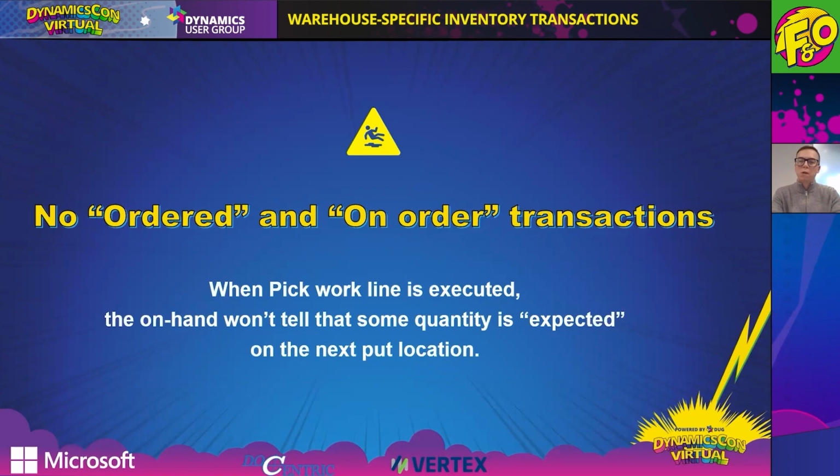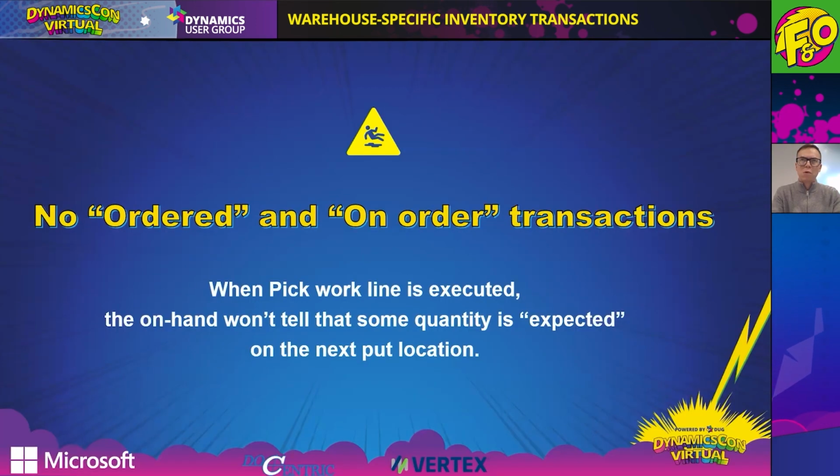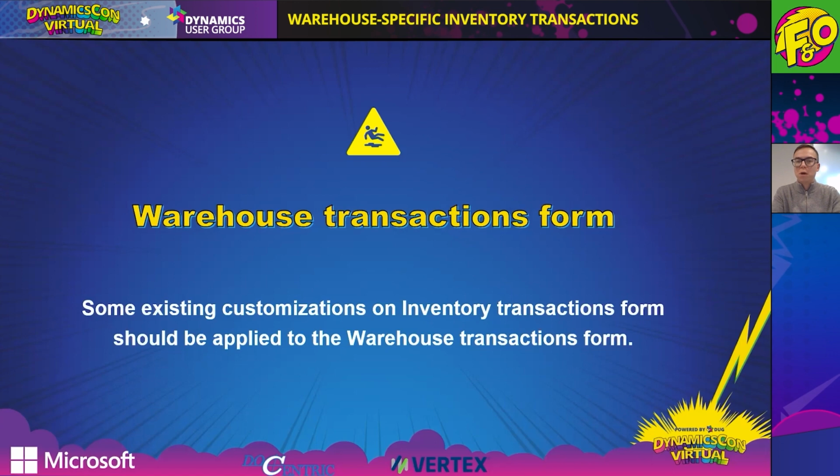Also, as part of reducing the number of transaction statuses which we support, we cut off the ordered and unordered transaction statuses because we haven't seen a real need for them or real scenarios for the warehouse space. What it means for you is that when a pick work line is executed, the on hand won't tell you that some quantity is expected at the next put location. But please note, the system was never actually able to predict that some quantity is expected at the final put location or something like that. Another change to be aware of is the introduction of the warehouse transactions form.